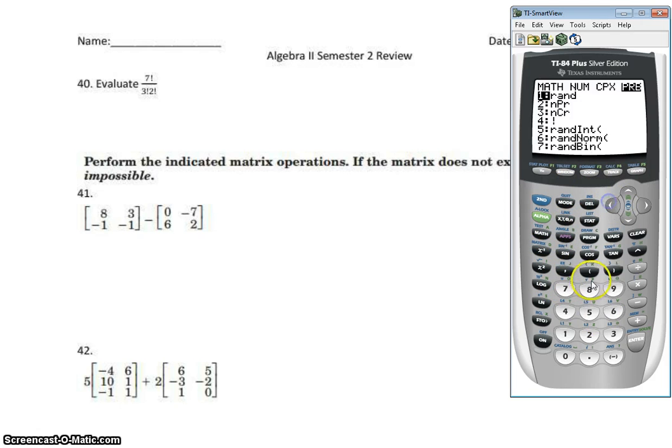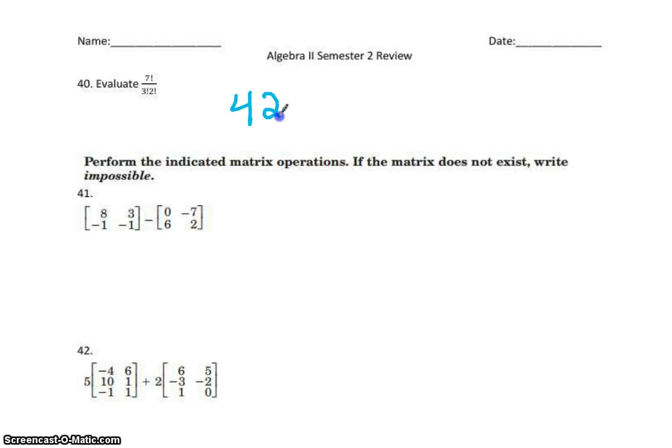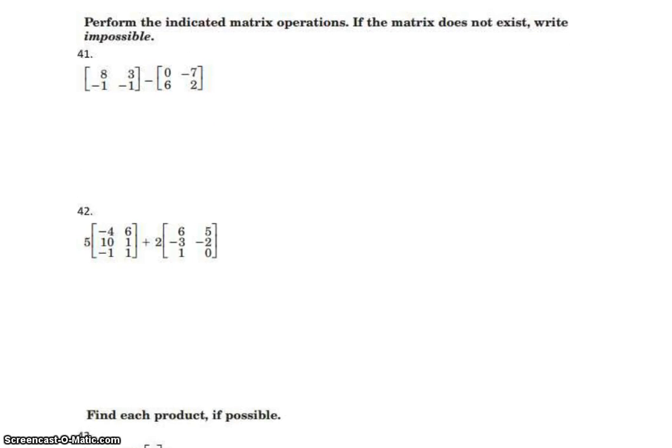7, math, go over to probability and choose 4 to get your exclamation point, divided by open parenthesis, 3, math, probability, 4, 2, math, probability, 4, close parentheses. If you don't put parentheses around the bottom, you're not going to get the right answer. It's 420.